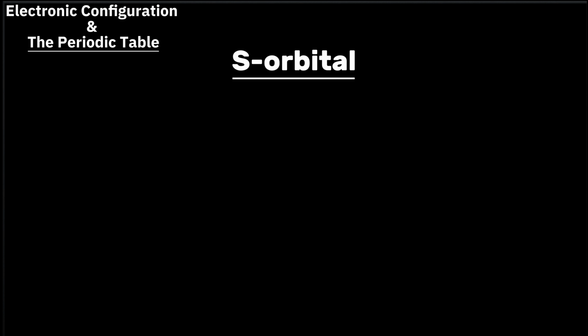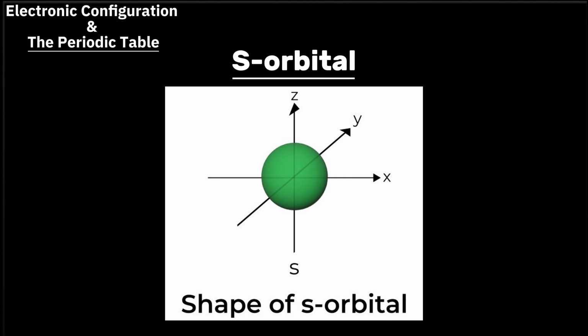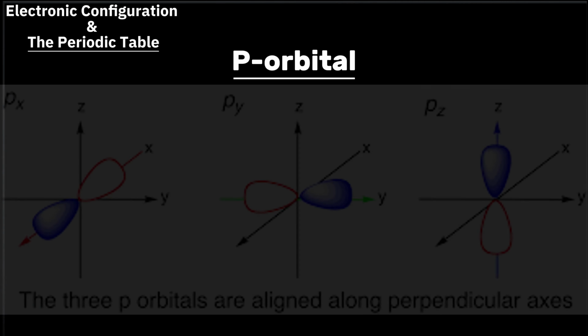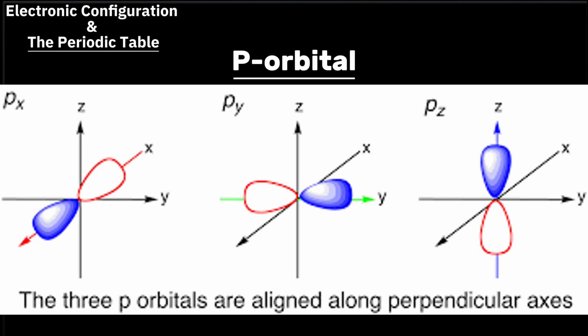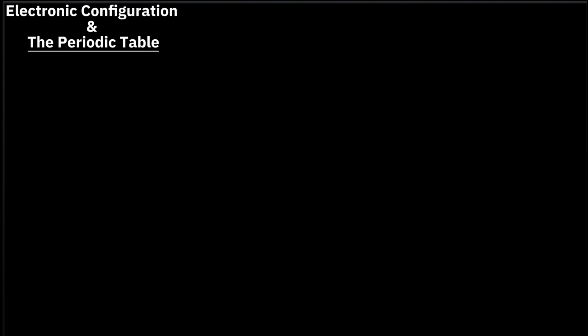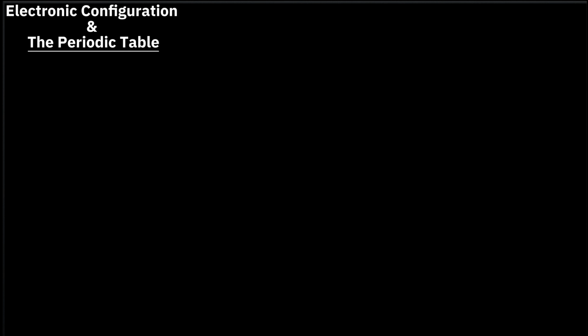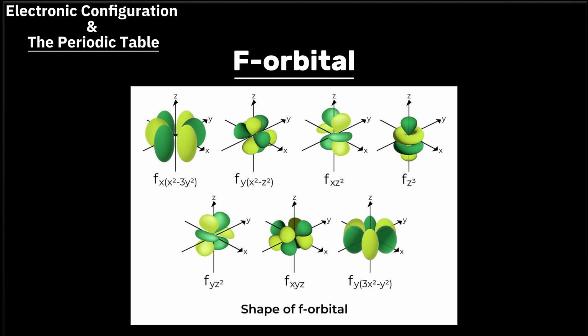The s orbital, the first one, has 1 sub-level and it can accommodate a maximum of 2 electrons with opposite spin. The next one is the p orbital. It has 3 sub-levels. It can accommodate a maximum of 6 electrons. We have the next one, the d orbital, with 5 sub-levels. It can accommodate a maximum of 10 electrons. Then lastly, we have the f orbital with 7 sub-levels. It can accommodate a maximum of 14 electrons.